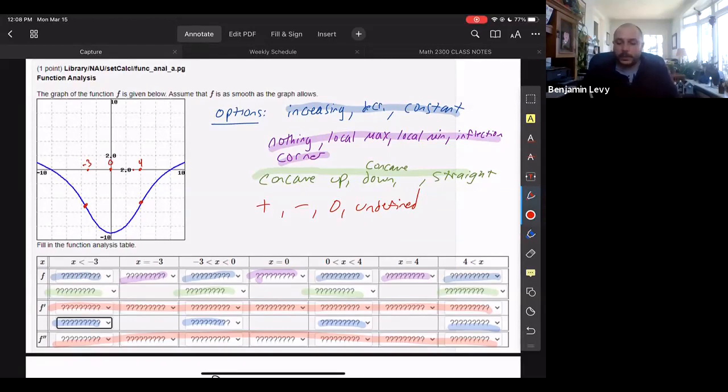So the first thing in the blue spots, let's look at the first line at the blue spots. The blue options are increasing, decreasing, constant. At -3, the function is decreasing, and it decreases until 0. And so this is going to be decreasing, and then from 0 to 4, it starts to increase again. And then bigger than 4, it's still increasing.